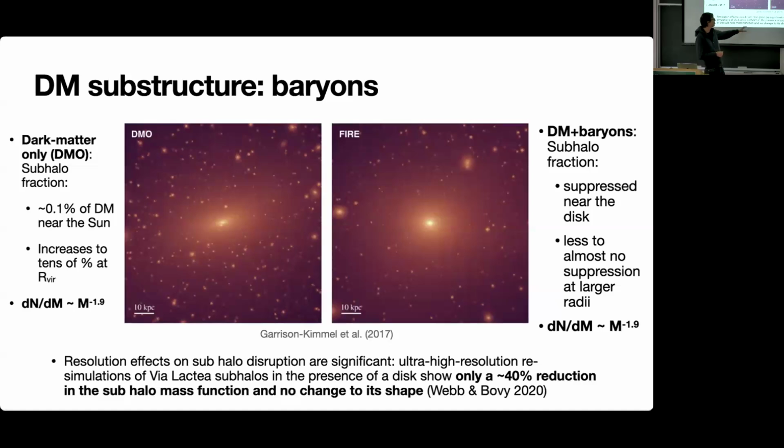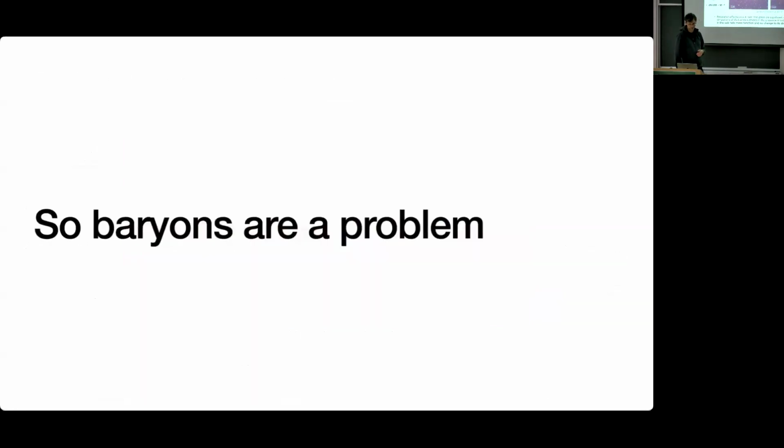We actually find much less reduction in the subhalo fraction than simulations like FIRE, where there are often claims that almost everything is destroyed. We only find a 40% reduction or so, and also that it's pretty constant with mass, so that this mass spectrum is essentially the same, which is good news, because that's something that we can potentially measure. And if not too many are destroyed, you can still measure them, and you don't necessarily care so much about how many are destroyed.